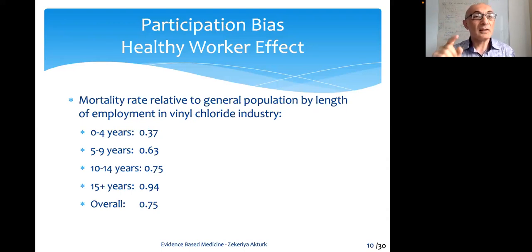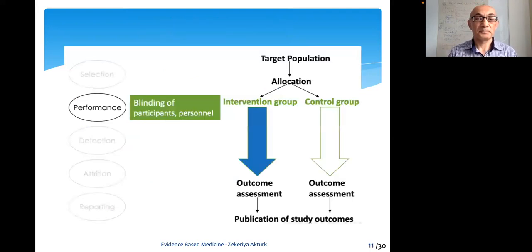Therefore, that's especially important for cohort studies, in the early phases of the study, the prevalence we observe might be misleading. Okay, that much is enough, I think, for selection bias. Let's go over to the performance bias.